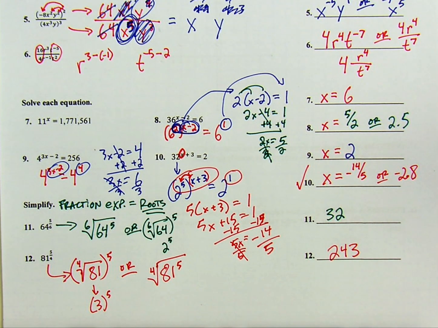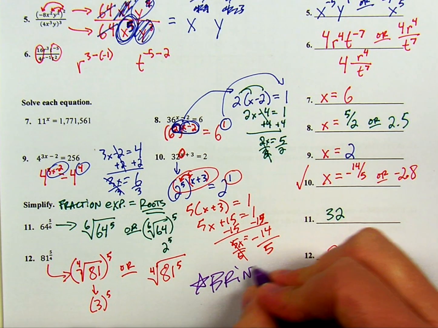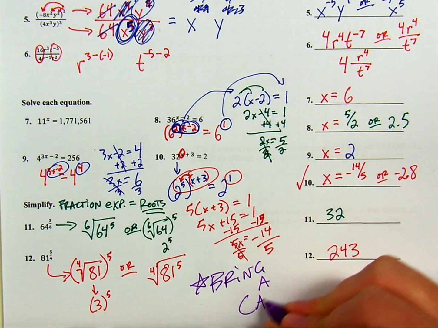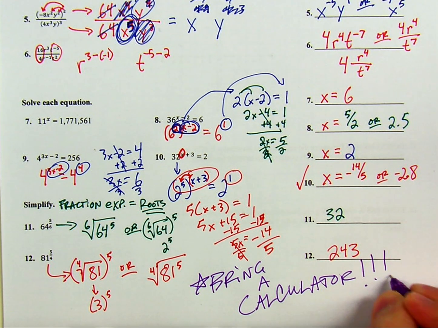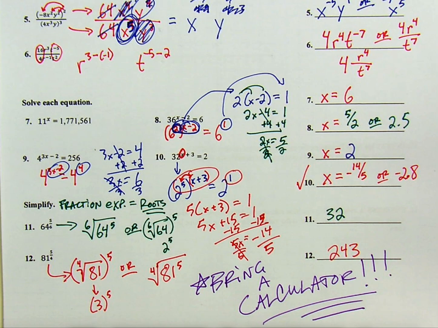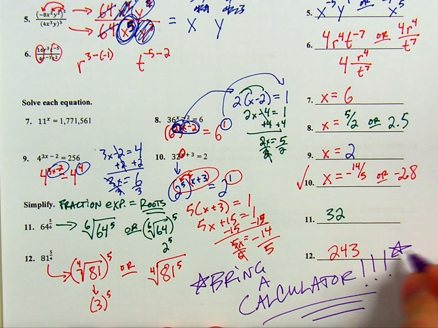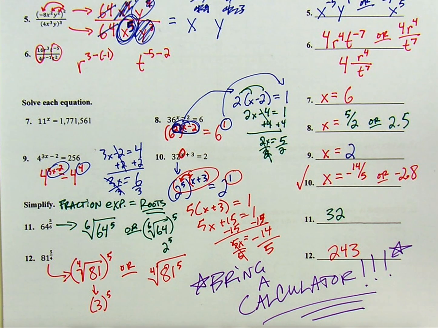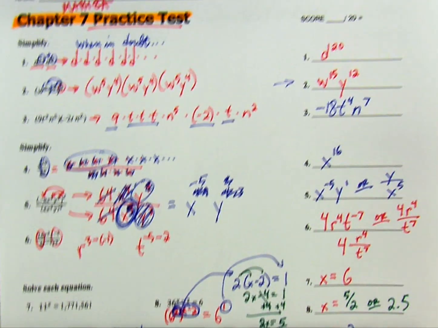Again, your calculator is going to be very, very helpful. So triple underline, triple exclamation point, double star, bring a calculator. You're going to be in a world of hurt if you don't have a calculator with you on the Chapter 7 test. All right, that's the front side.